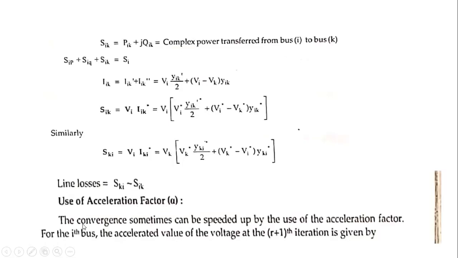Next, use of the acceleration factor. The convergence can sometimes be speeded up by the use of an acceleration factor. This is the fixed formula for the R plus 1th iteration: Vi accelerated of R plus 1 is equal to Vi of R plus alpha into Vi of R plus 1 minus Vi of R. This is the fixed formula for the iteration.